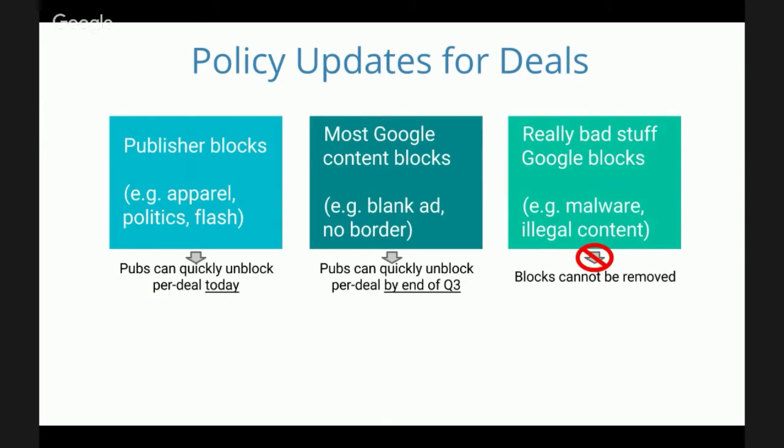So for publisher blocks, publishers can do that per deal today. And other blocks, like Google ones like blank ads and no border, this is for deals only. Publishers can quickly unblock that as well per deal. But other stuff, I'm going to cover the egregious violations later on. These blocks cannot be removed, whatever deal it is.